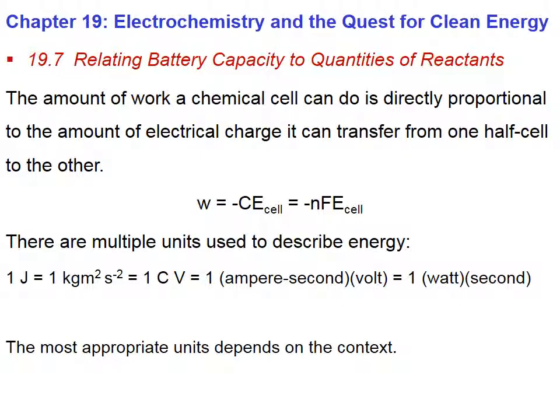There are a whole bunch of ways to describe energy, whether it be in terms of joules, in kilograms meters squared per second squared, coulomb volts, ampere second volts, or sometimes watt seconds. But the most appropriate units depend on the context. These are good for when we're dealing with problems concerned with mass-energy equivalence. This may be more useful when we're thinking about electrochemical cells, and this one might be more convenient when we're thinking about how much power we're consuming in our home.